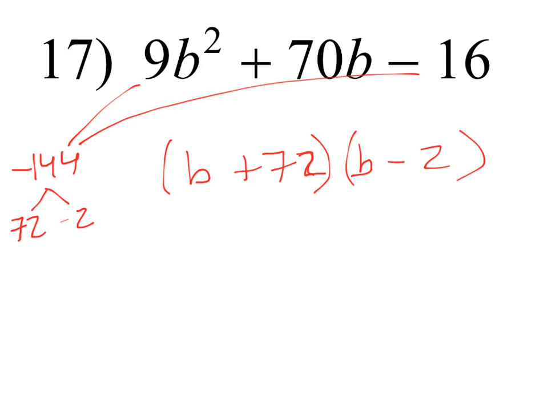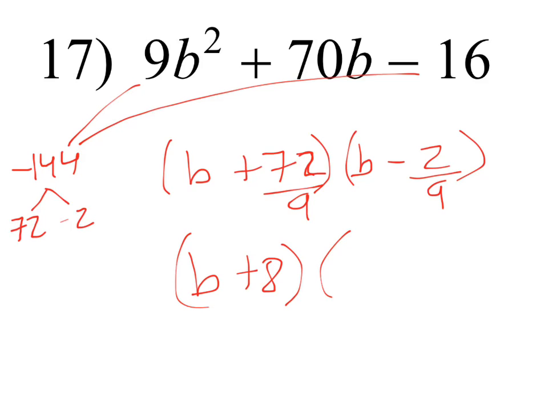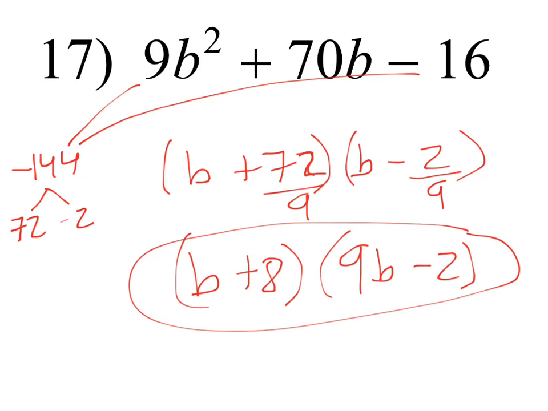These are 2's. And then when you address the 9 in front, so divide these both by 9, or attempt to do so, it works in the first one. It'll give you b plus 8. And in the second one it doesn't, so pull the 9 out front, 9b minus 2, and this answer's done.